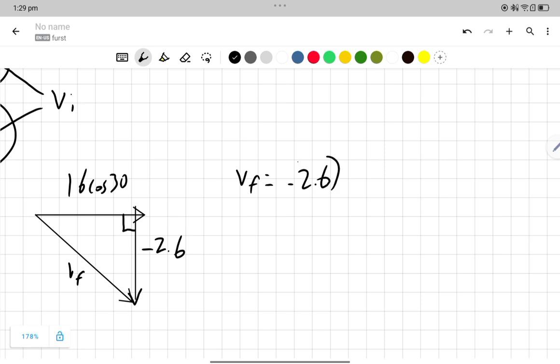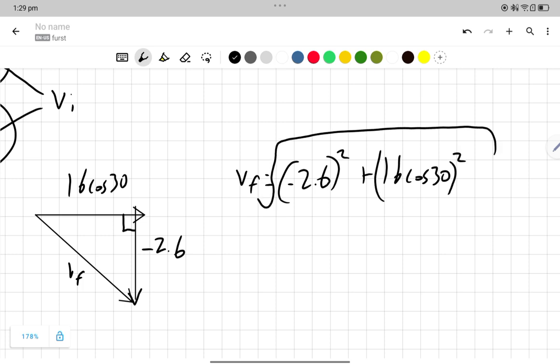So Vf equals the square root of negative 2.6 squared plus 16 cos 30 squared. Let me take the square root of that in the calculator: 16 cos 30 squared plus negative 2.6 squared. We take the square root of that. So our final velocity equals 14.1. And remember, this is actually our speed, meters per second, but velocity is also our direction.